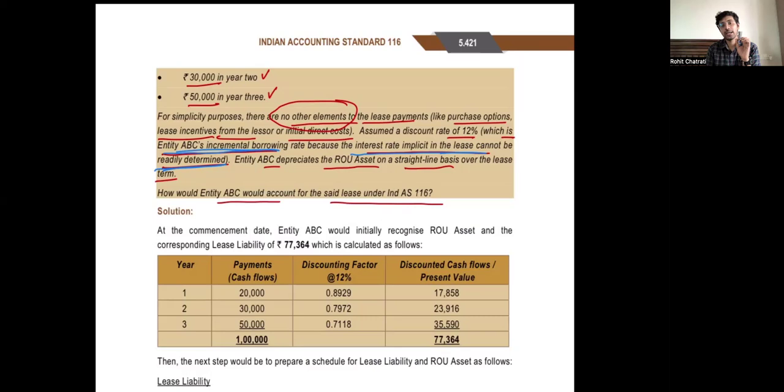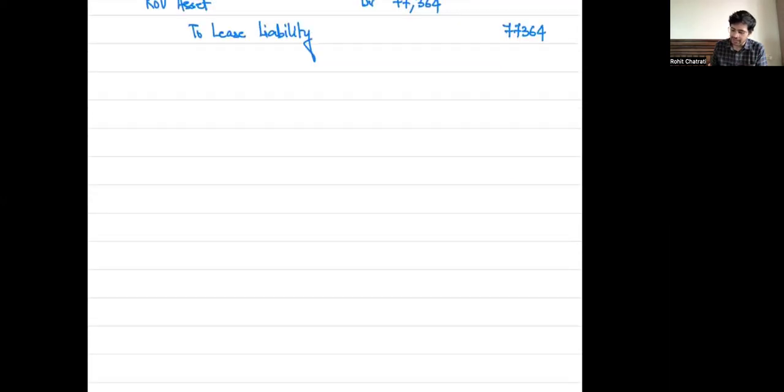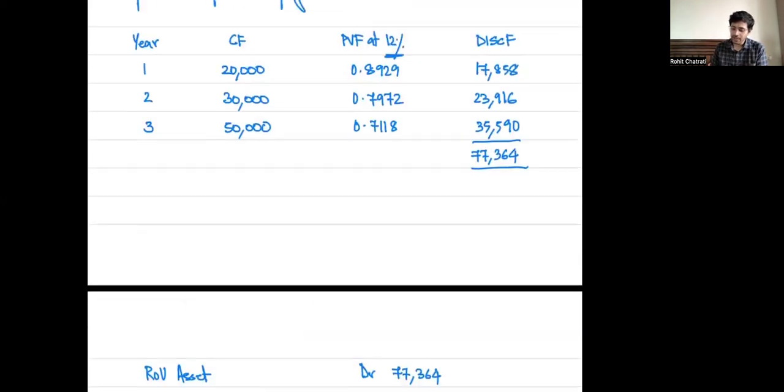Now let's actually look at ABC's incremental borrowing rate. What that incremental borrowing rate basically means is if ABC goes to a bank and requests for a borrowing, 12% is the interest rate that the bank will actually charge from ABC. That is referred to as ABC's borrowing rate or incremental borrowing rate. So we use that as the discount rate to arrive at the present value of the expected lease payments. With that, we are done with the initial recognition.